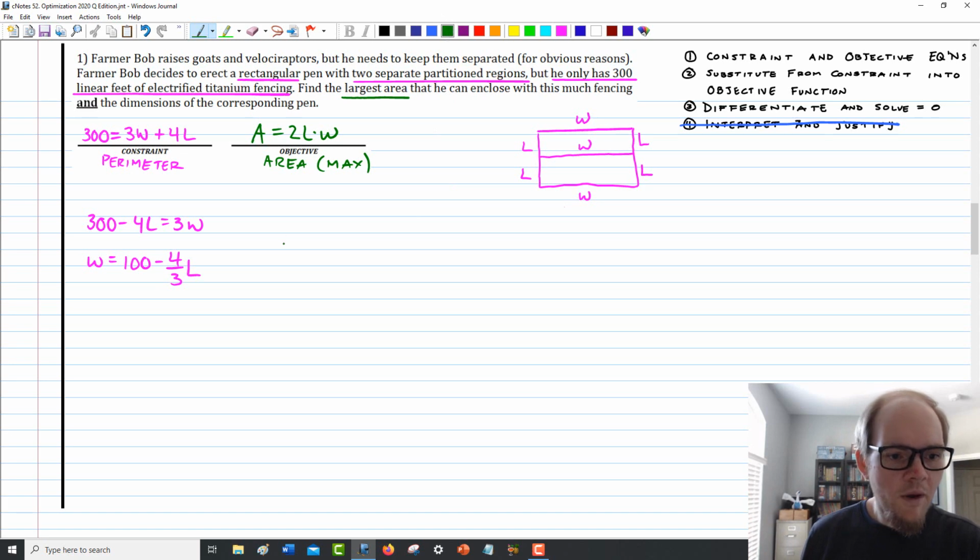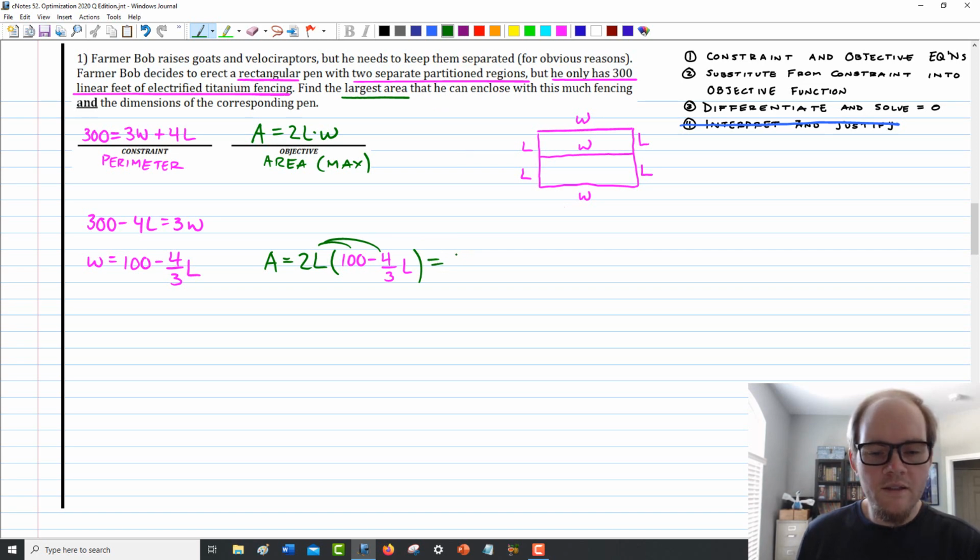So now that we have that set up, our area equation is going to end up being a function of L. We have 2L times W, and our W is this 100 minus 4/3 L. So there is our equation. We'll go ahead and distribute in there to clean this up. You can see these things aren't difficult algebraically. They're pretty clean, actually. 200L minus 8/3 L squared. That is going to be our area.